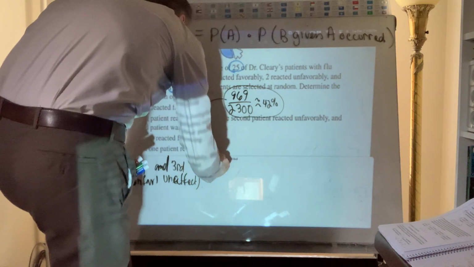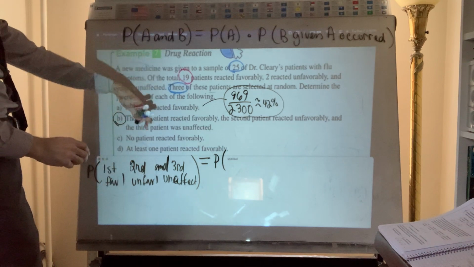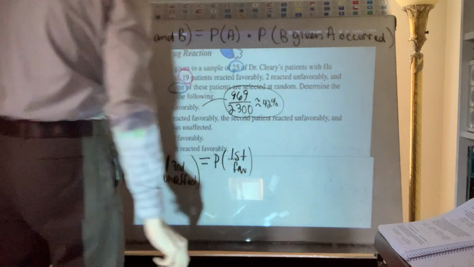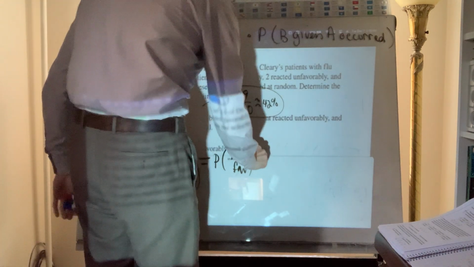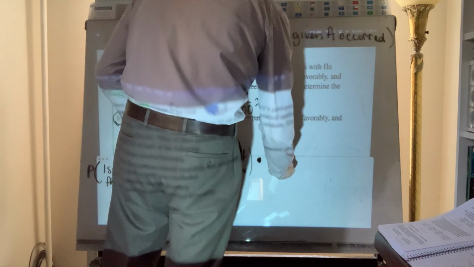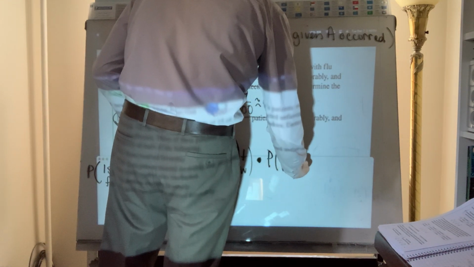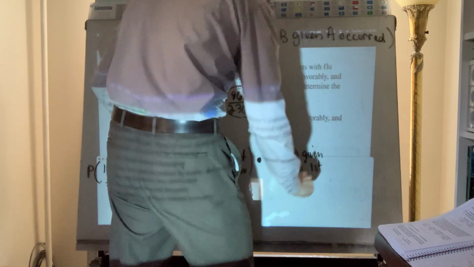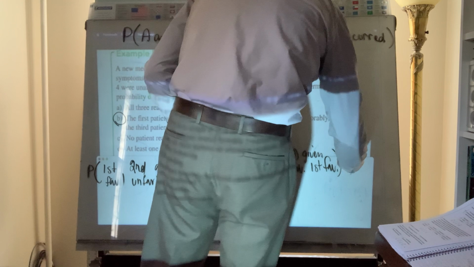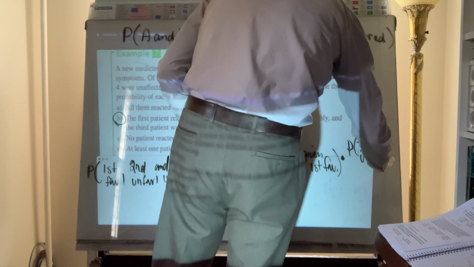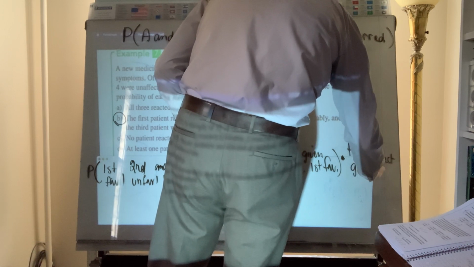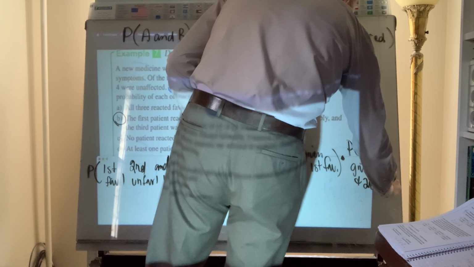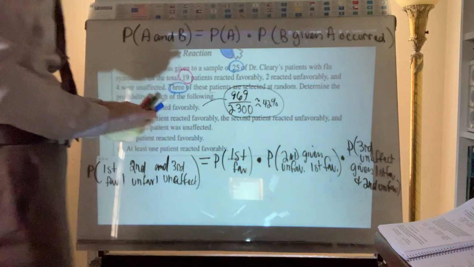So it helps to write out the formula as modified to meet the conditions of the problem as clearly as you can. So the probability of the first being favorable, that should be an easy fraction. But if we've decided it's dependent, then it's going to be times the probability of the second unfavorable given first favorable, and then the probability of the third unaffected given first favorable and second unfavorable.